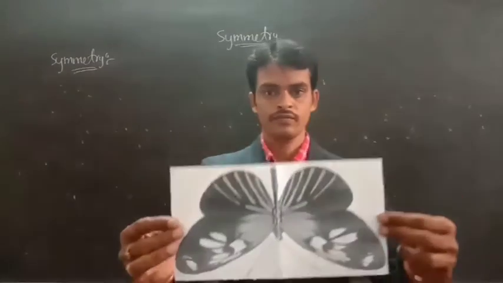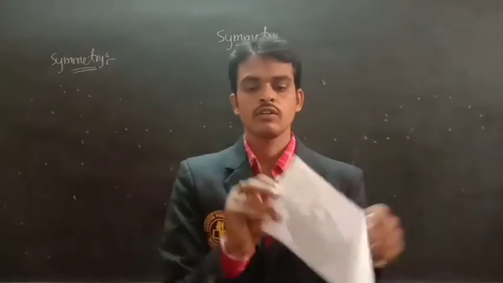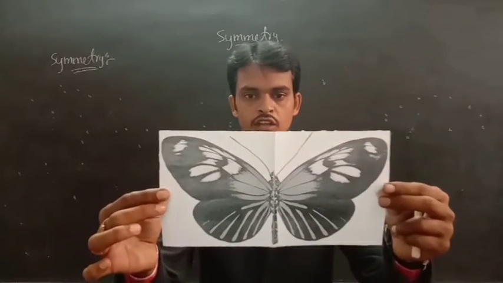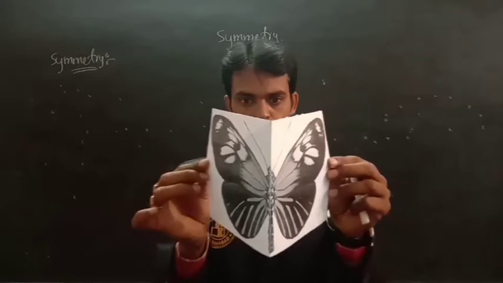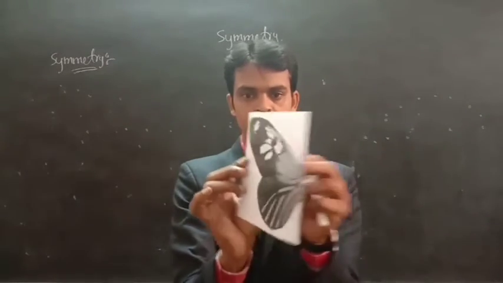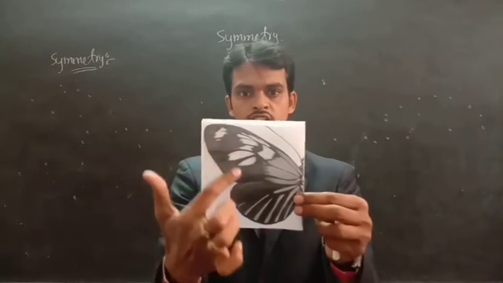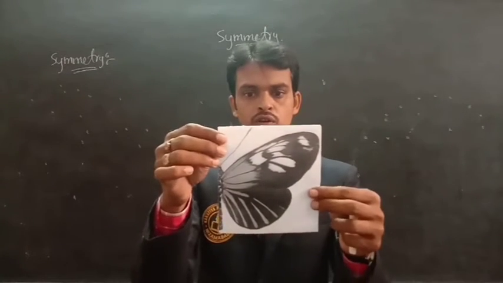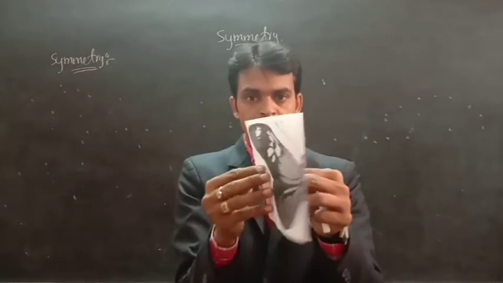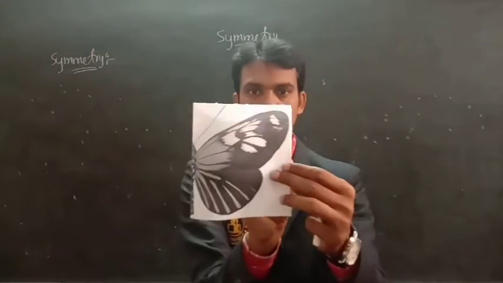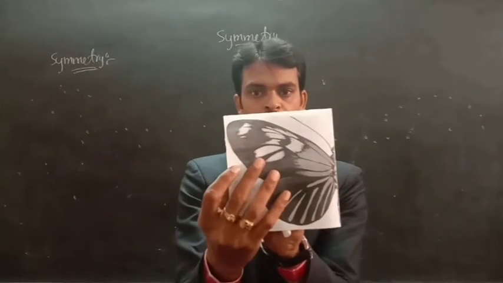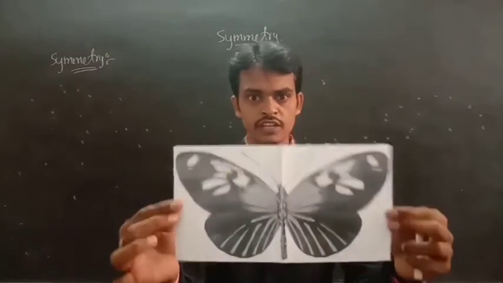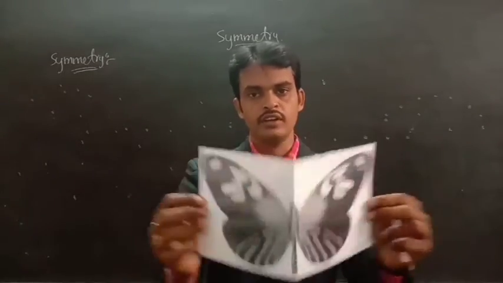Next, what is this? Butterfly. Yes. So this butterfly figure I also fold like this. Look at this. This is one part and this is another part. Did I divide it into equal parts? Yes, I divided it into equal parts. Both are exactly matched with each other. Then the butterfly is also a symmetrical figure.